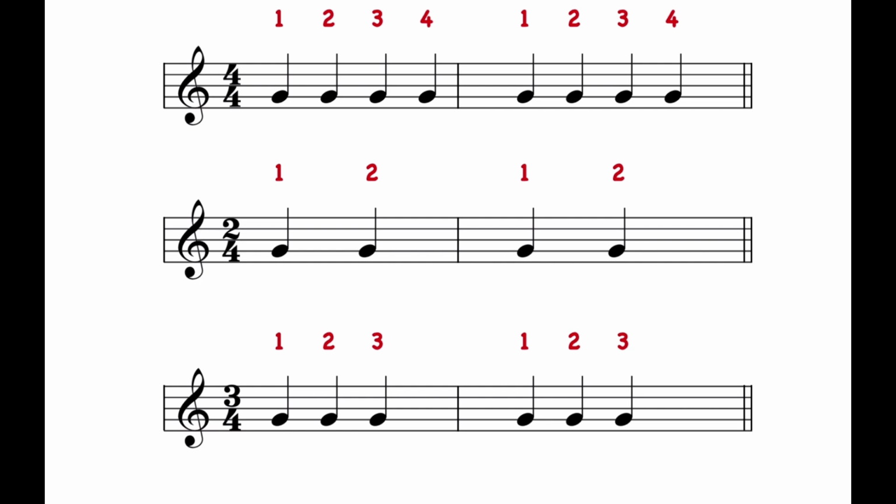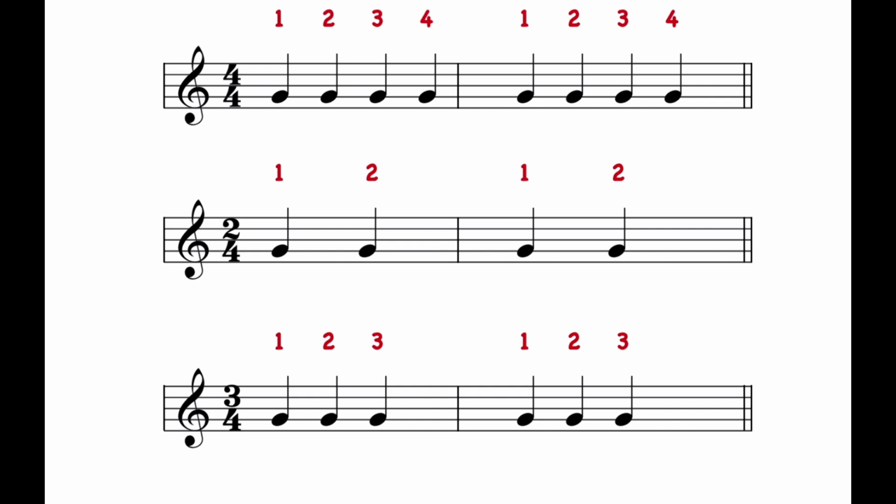And that's the song that we'll be learning at the end of this lesson. So that's how changing the numbers at the top of the time signature can change the feel and the pace of a piece of music. And actually the same goes for the bottom number.